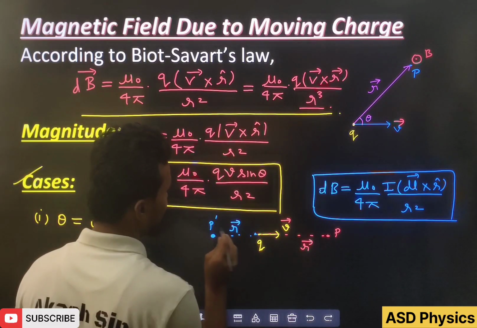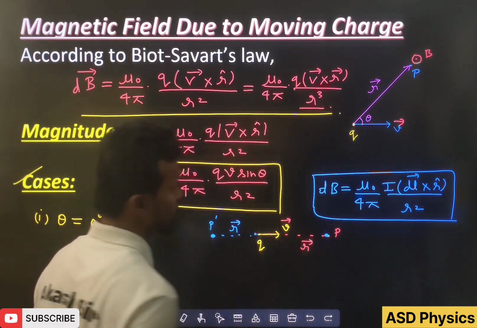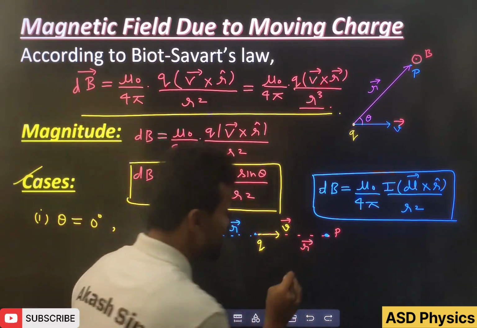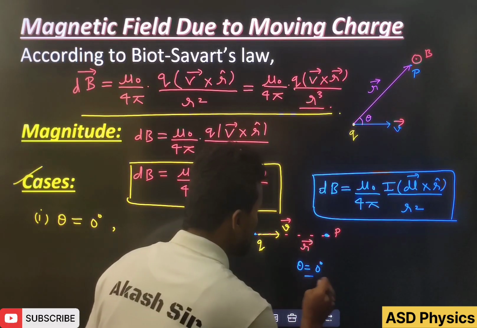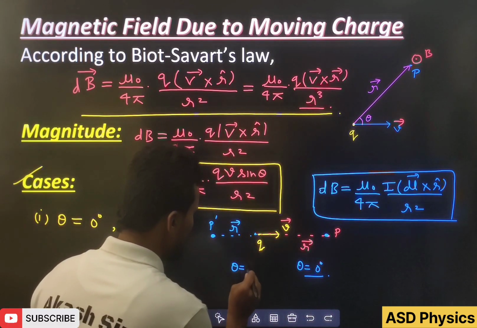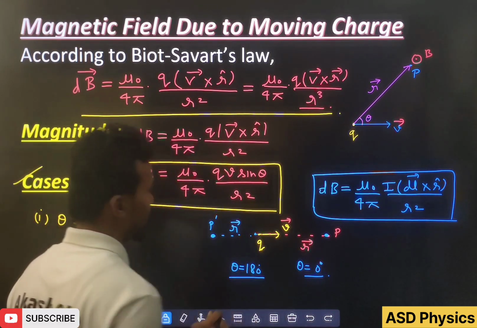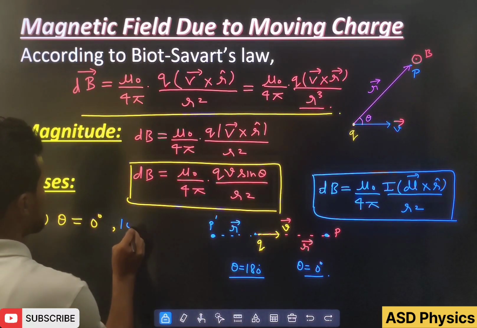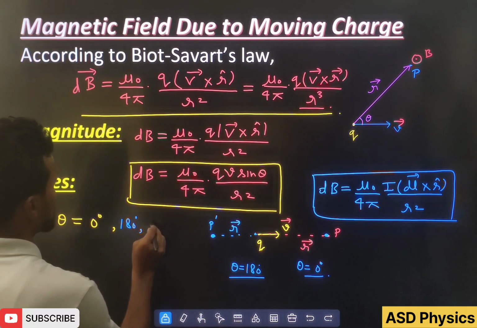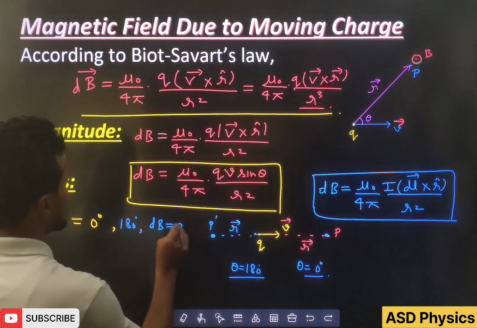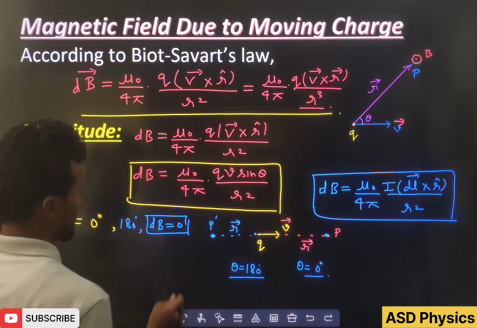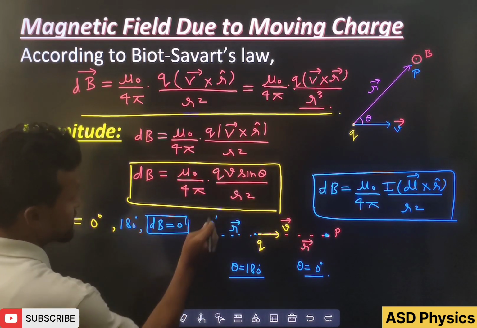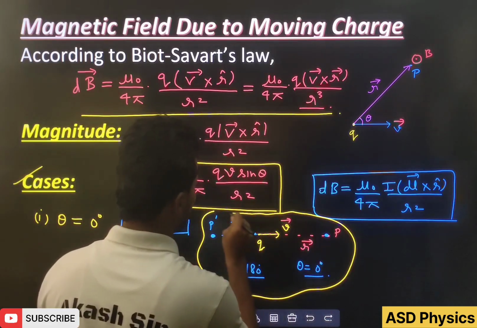So whether you calculate at point P dash or at point P, in one situation theta is 0 degree, and in the other theta is 180 degree. Either sine 0 or sine 180, the answer is 0. So for 0 degree or 180 degree, this magnetic field dB will be 0. Remember that. And this is the diagram.